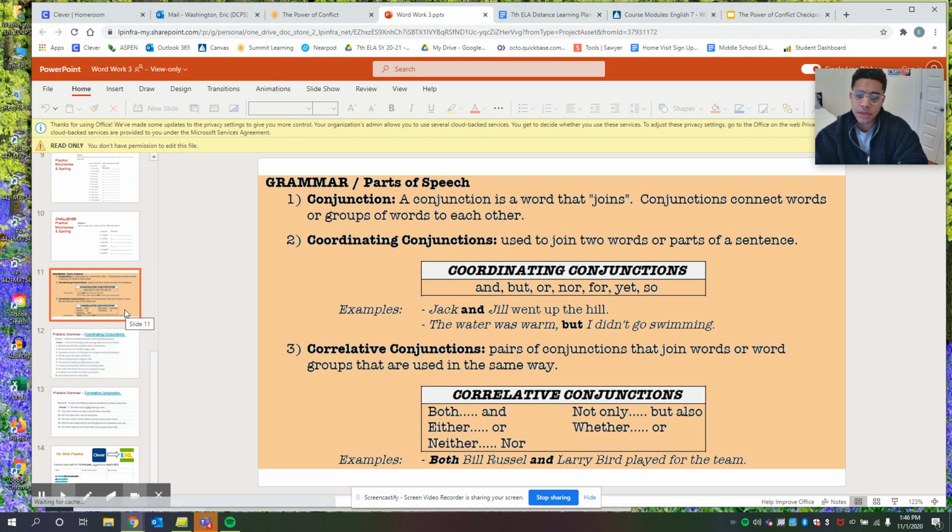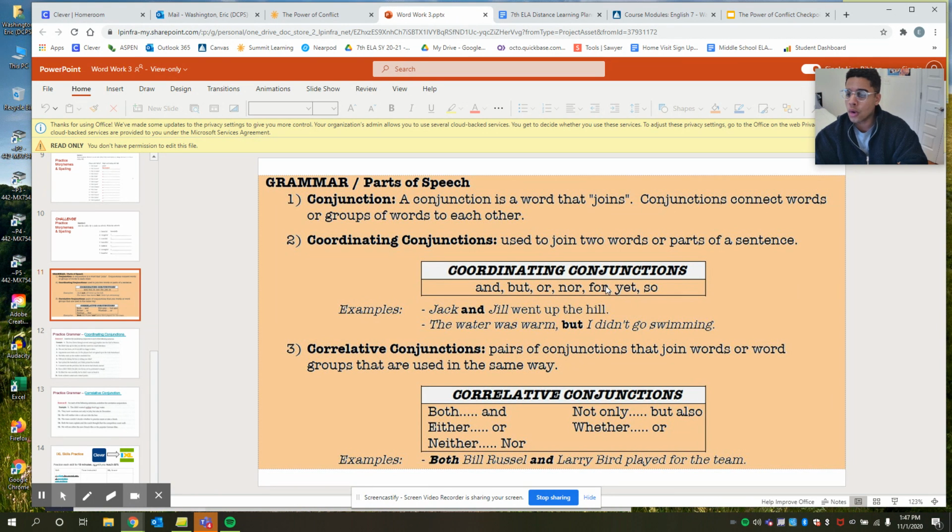And now here we're dealing with conjunctions, coordinating conjunctions, and correlative conjunctions. A conjunction is a word that joins, so conjunctions connect words or groups of words to each other. Coordinating conjunctions join 2 words or parts of a sentence. So and, but, or, nor, for, yet, so are examples of coordinating conjunctions. And then correlative conjunctions are pairs of conjunctions that join words or word groups that are used in the same way. So both ... and, either ... or, neither ... nor, and so on.